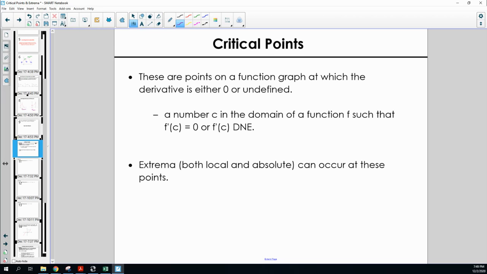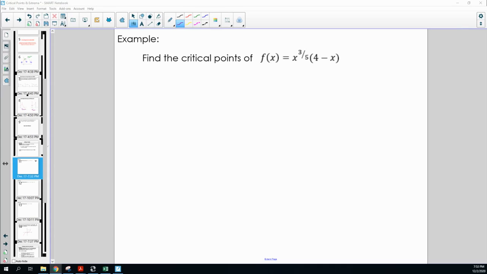So there is a type of point called a critical point, and these are points on a function graph at which the derivative is either 0 or undefined. Okay, so basically there's a critical point, and we'll call it c, which is some number in the domain of the function f, such that f prime of c is equal to 0, or f prime of c does not exist. Okay, the extrema, both local and absolute, can occur at these points. So they are critical. So let's look at an example. So find the critical points of f of x equals x to the 3/5 times (4 minus x). So we have to find the derivative of this.